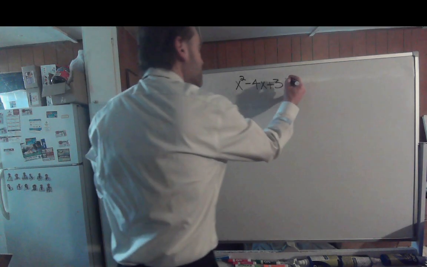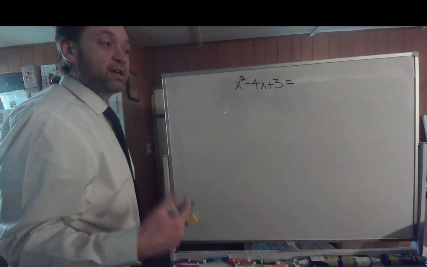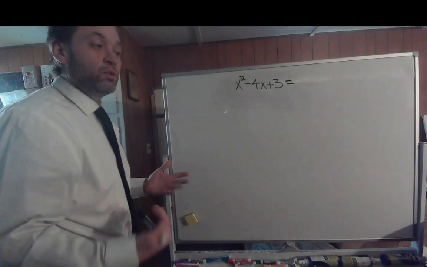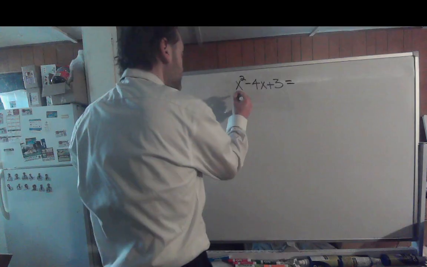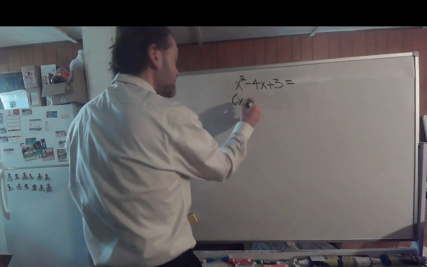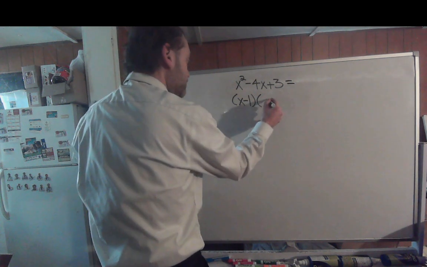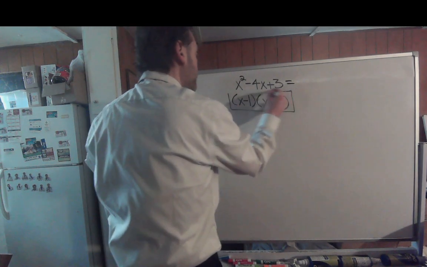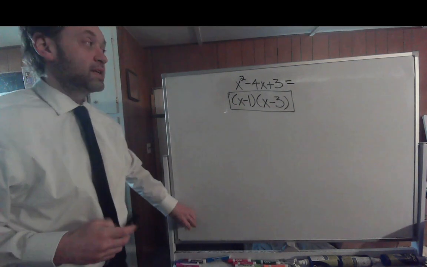So what are negative factors of 3? What if I take negative 1 and negative 3, right? Because negative 1 times negative 3 equals 3. But if I add negative 1 and negative 3, I'll get that middle coefficient of negative 4. So literally you're going to take the quantity of x plus negative 1, which would be x minus 1, times the quantity of x plus negative 3, which would be x minus 3. So there is your factorization. It would be the quantity of x minus 1 times the quantity of x minus 3.